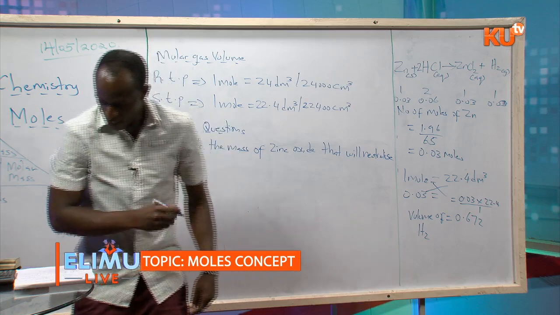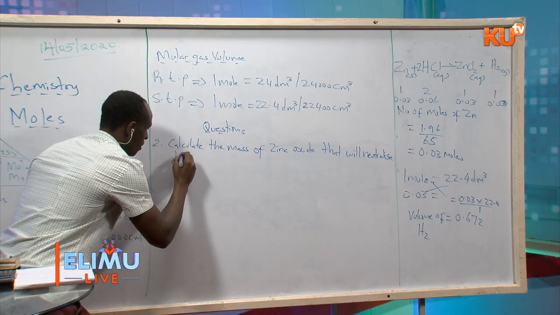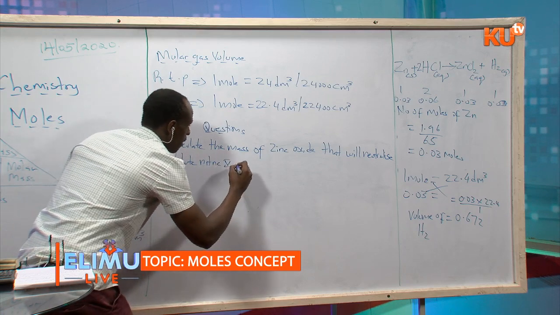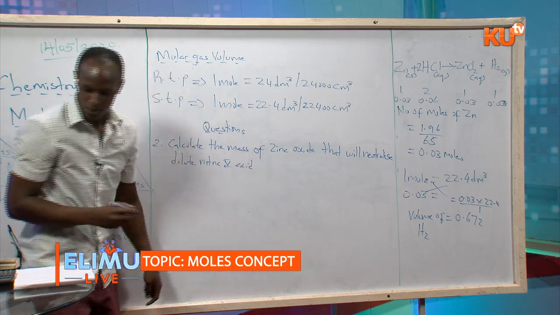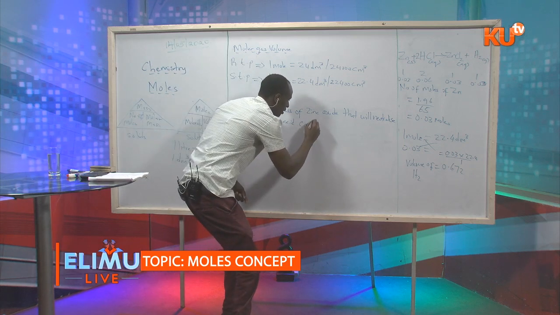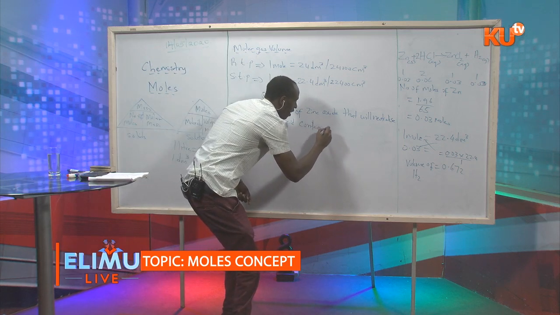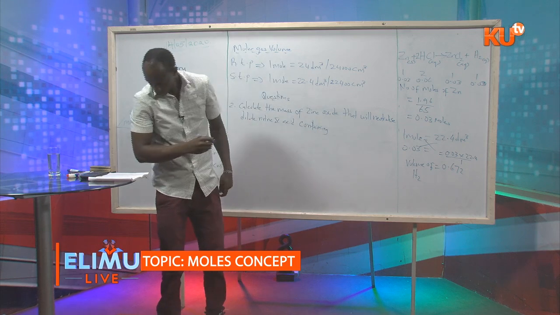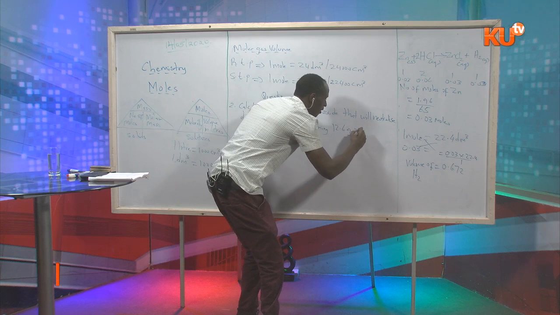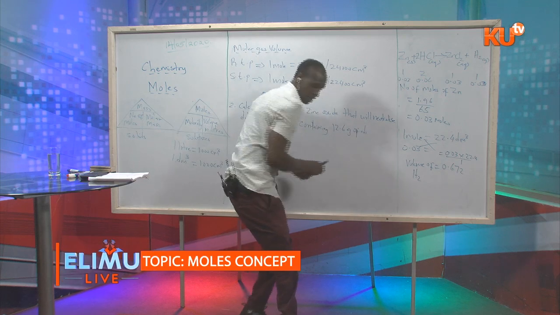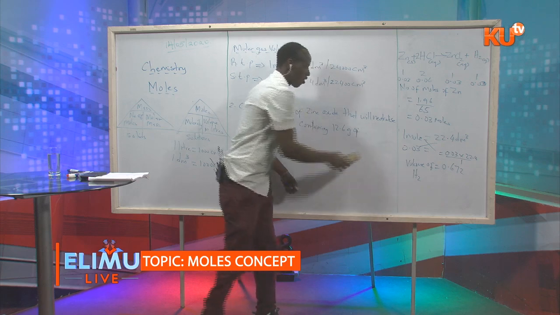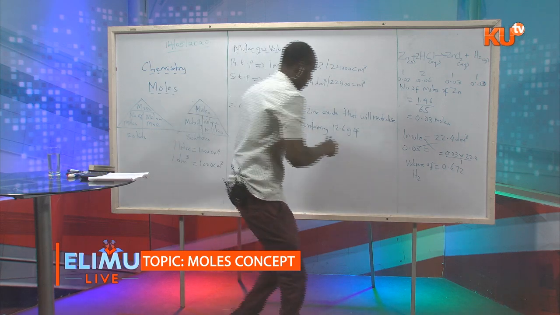dilute nitric(V) acid containing 12.6 grams of nitric(V) acid in water.